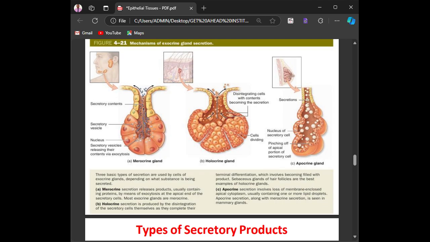Then we have holocrine secretion. Holocrine secretion has to do with the secretion being produced by the disintegration of the secretory cells themselves as they complete their terminal differentiation. This kind of secretion is found in sebaceous glands.